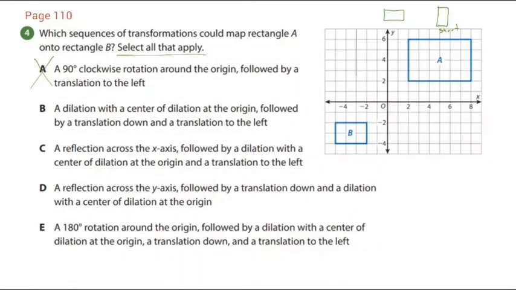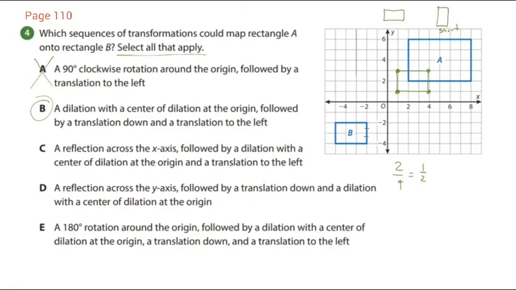Okay, dilation with the center at the origin, followed by a translation down and a translation left. So if I look at what the scale factor between the two drawings is, the scale factor would be this side length, which is 2, divided by that figure side length, which is 4, which is 1/2. When I do a dilation, I am going to make it smaller. So 2, 2 becomes 1, 1. 8, 2 becomes 4, 1. 2, 6 becomes 1, 3. Now, my question is for B. Can I move this down and move it over? Yes, I can. It's going to be the right size.